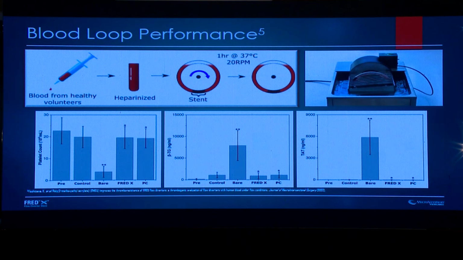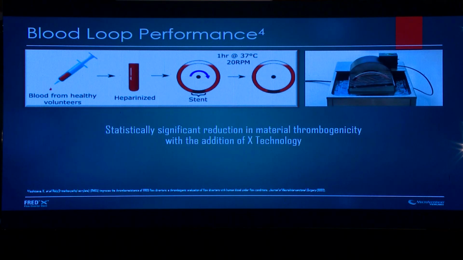Again, the bare metal stent did worse, with more platelet aggregation, so that's seen as platelet depletion in the blood, as well as significantly increased rates of beta thromboglobulin and TAT, indicative of thrombus formation. And so this basically confirms what was already known, that the X technology is just as hemocompatible when applied to intravascular stents as PMEA had shown us over the last 30 years in other applications, and leads to a significant reduction in material thrombogenicity.